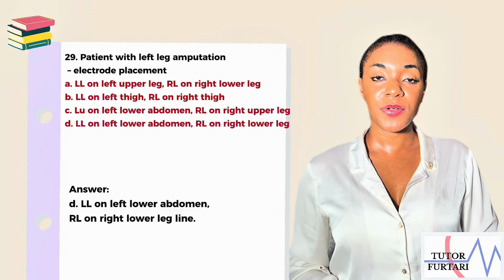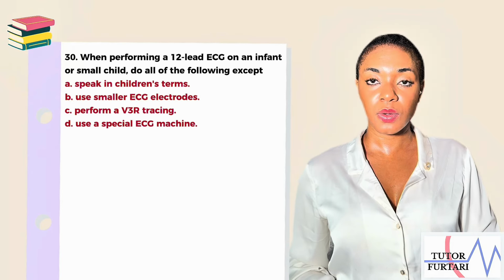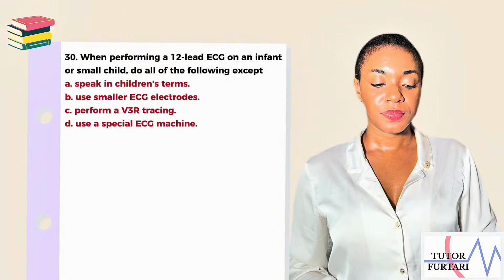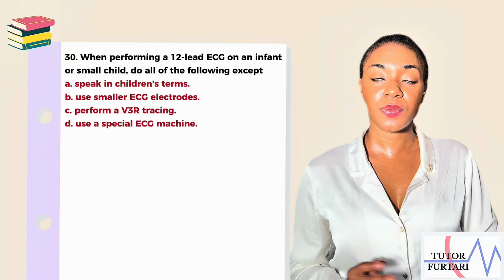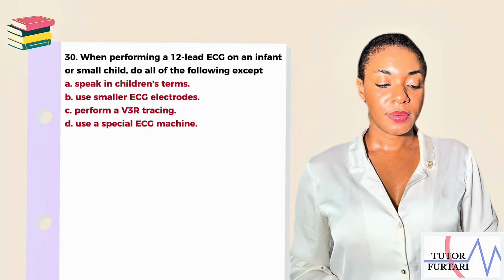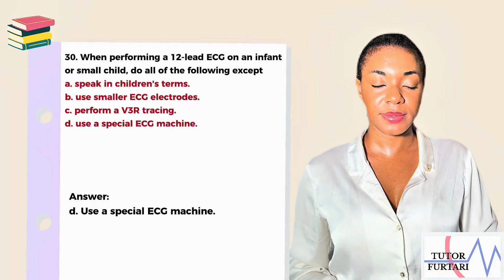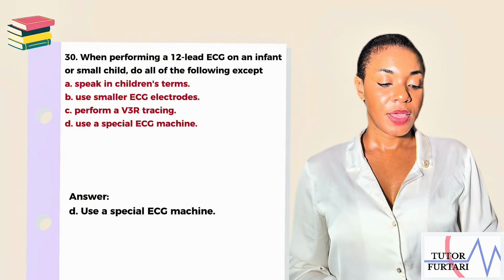30. When performing 12-lead EKG on infant or small child, all except which? The exception, when it says exception, what should you not do? The answer is D. Use a special machine, ECG machine.